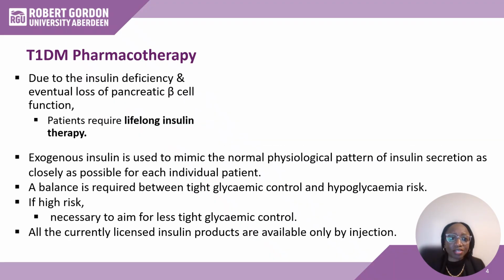So type 1 diabetes pharmacotherapy involves insulin because it presents as a deficiency of insulin, where there's an eventual loss of pancreatic beta cells. And remember, I did say when the function is between 5 and 10% is when the person would present with the symptoms. So patients require lifelong insulin. Exogenous insulin is used to mimic the normal physiological pattern of insulin secretion as closely as possible for each individual patient. A balance is required between tight glycemic control and hypoglycemia risk.